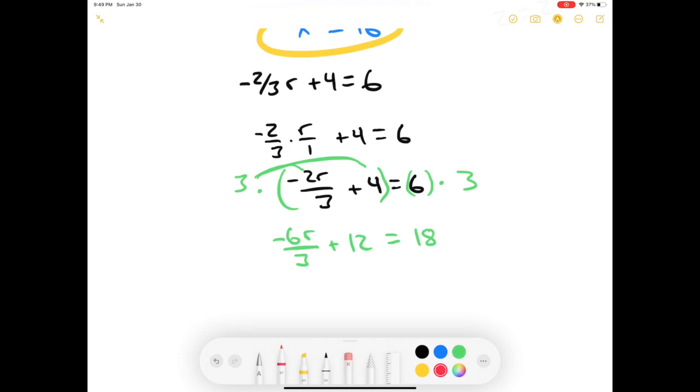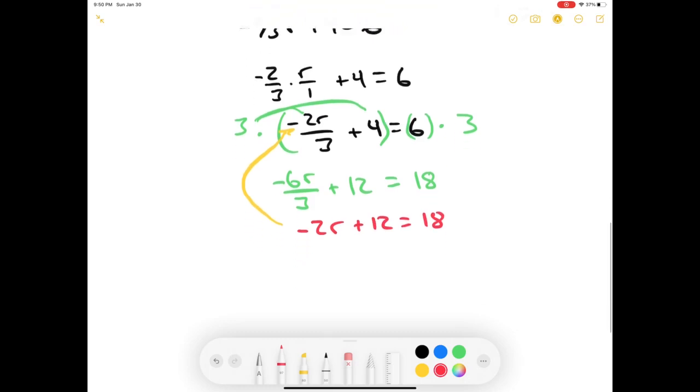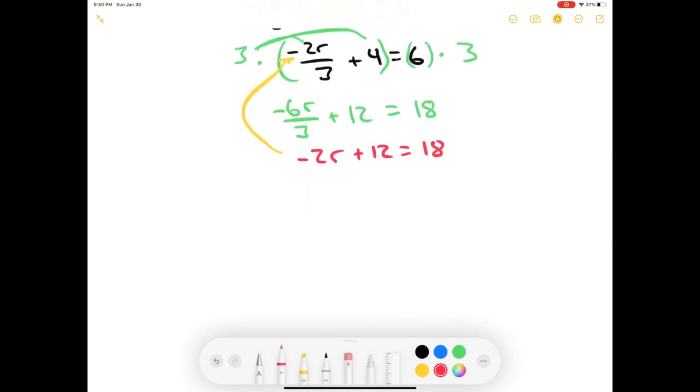Now, I can see that negative 6r divided by 3 is negative 2r, which is what I originally had there. So you see my 3's kind of canceled each other out, and you might hear a teacher say that sometimes. Plus 12 equals 18. And now I've got a more normal looking equation without fractions that I know how to solve. Subtract 12 from each side to get rid of the plus 12, and I'm left with negative 2r equals 6.